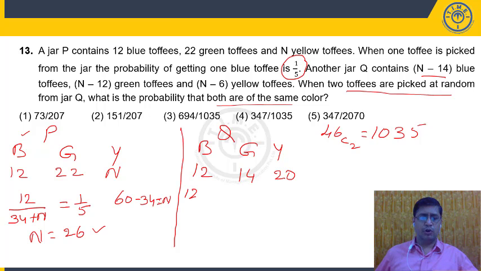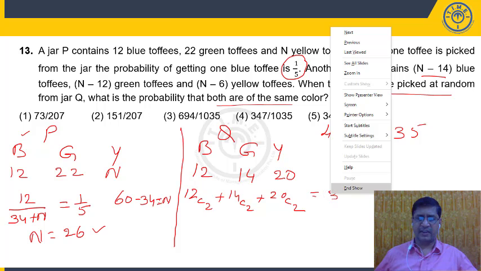Favorable condition means now 12 C2 plus 14 C2 plus 20 C2. So 12 C2 means 12 into 11 by 1 into 2. Now simplify here. 12 into 11 by 2 means 6 into 11 is 66. And what about the next one? So 7 into 13 and 10 into 19. By adding all these values, we will get the favorable conditions here, 347.